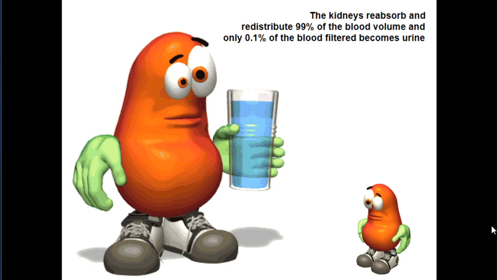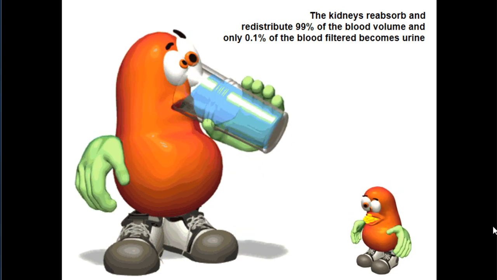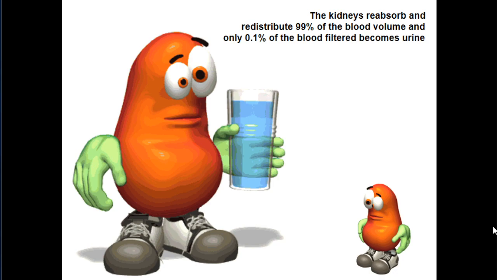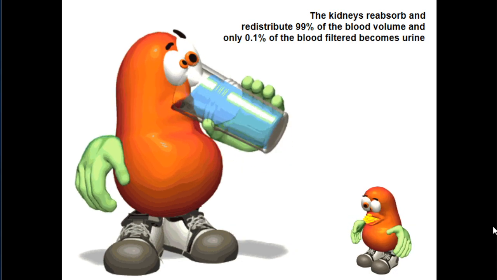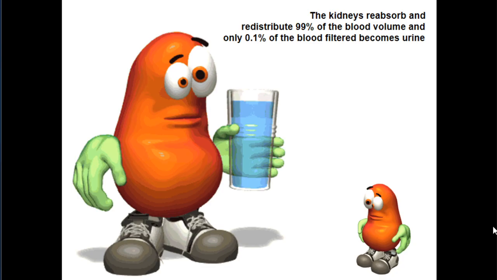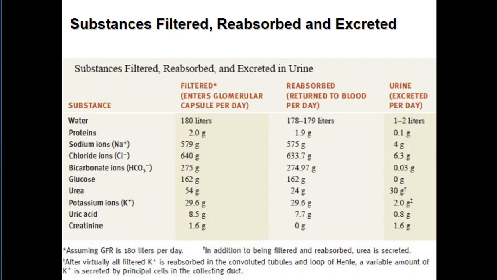The next step is reabsorption. Kidneys reabsorb and redistribute 99% of the blood volume, and only 1% of the blood filtered becomes urine. So here you have a summary of substances that are filtered, then how much will be reabsorbed, and what will be finally excreted per day. For example, you can see, as we've mentioned, 180 liters will be filtered, but then almost all of it will be reabsorbed, and we excrete only from 1 to 2 liters of urine per day.